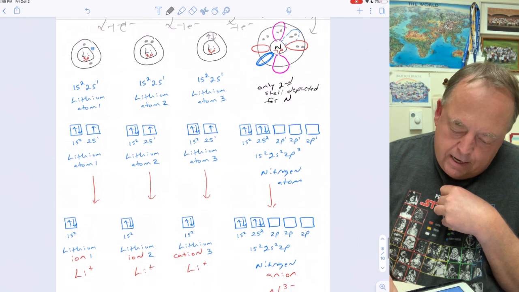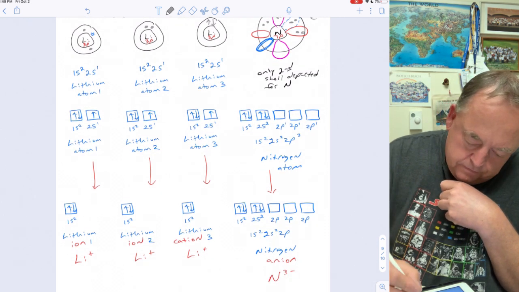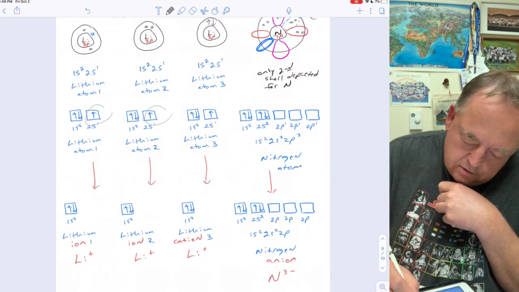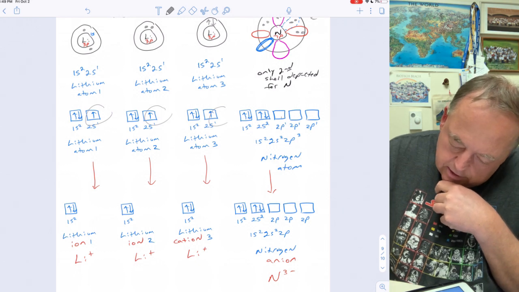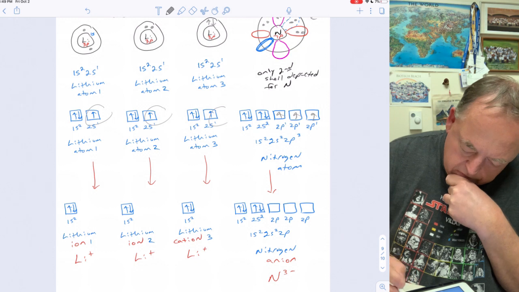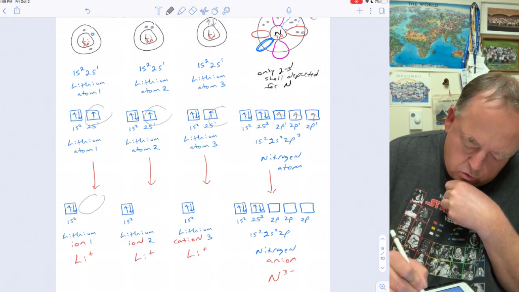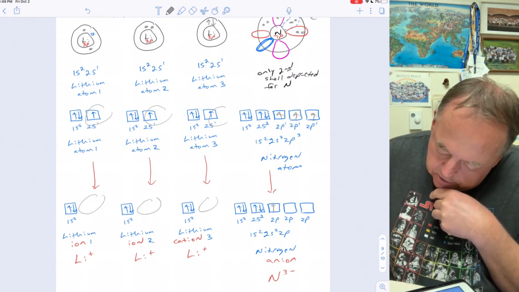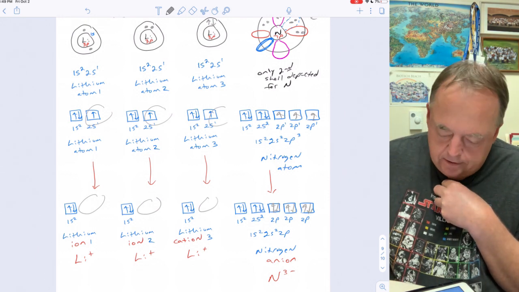Or if we represented that with the block diagrams, then it's going to get rid of this. And this has 1 electron in each to begin with, and it's going to gain 3 more. So we're going to get rid of the 2s, and now the 2p has 2 electrons each in it, right?